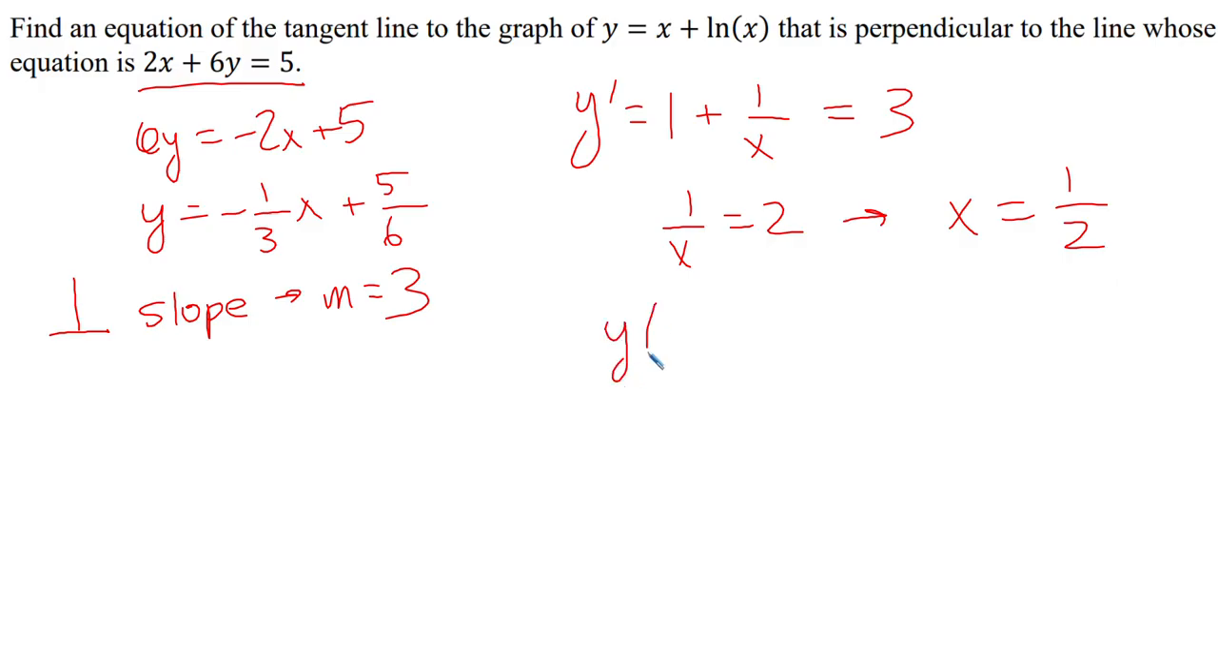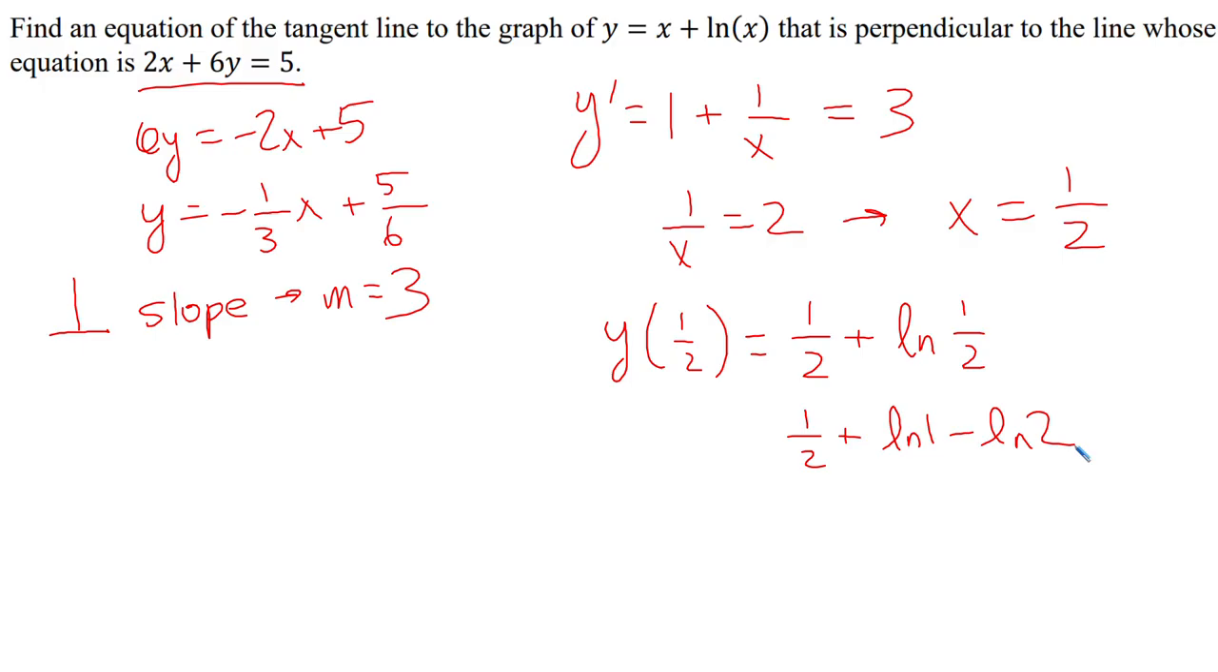Now we just need the y value from our original function, so we plug in a half and get 1/2 plus the natural log of 1/2. I don't normally like to write the natural log of 1/2. We can always rewrite this as natural log 1 minus natural log 2. Since the natural log of 1 is 0, this is just equal to 1/2 minus the natural log of 2. It's usually preferred to rewrite natural log of 1/2 as just the negative natural log of 2.